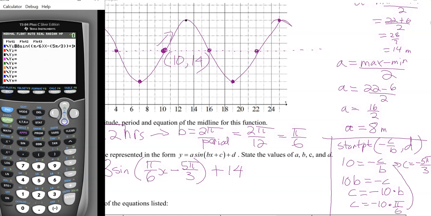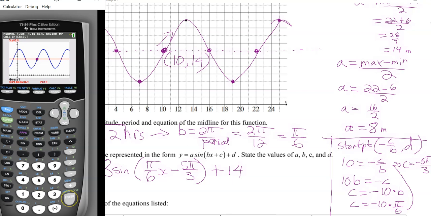One thing I like to do when I graph these, I like to throw in the midline. We'll look at it in a second. I like to throw in the midline to see, does it look like it's in the middle? Did I get the middle right? And do my points look like they're in about the right place? So we're thinking this should be 10, 14, right? That's what we've shown on the graph at that point. So let's find out if I do an intersect and go to that point. Yeah, we're close.